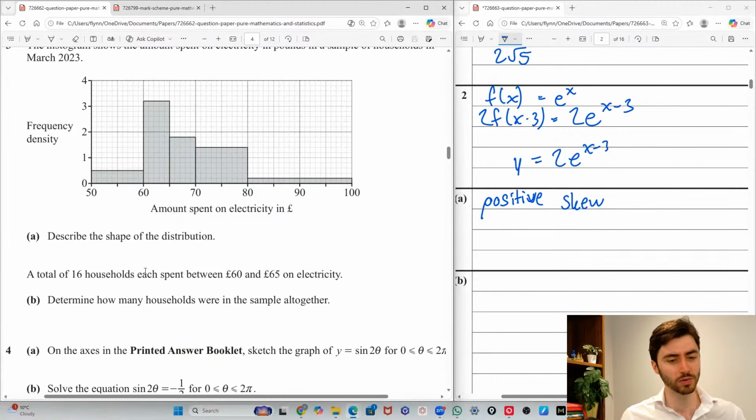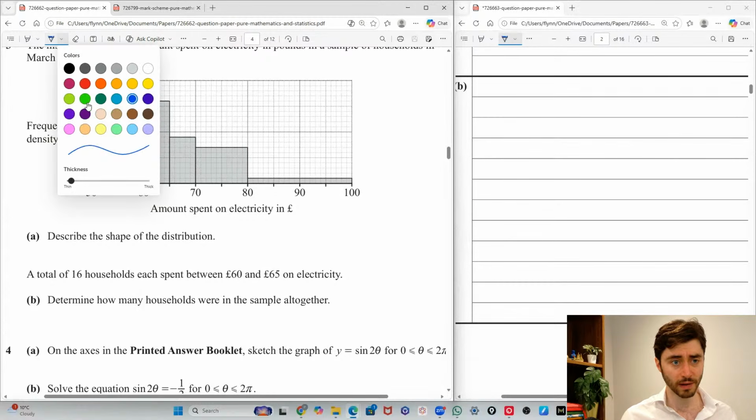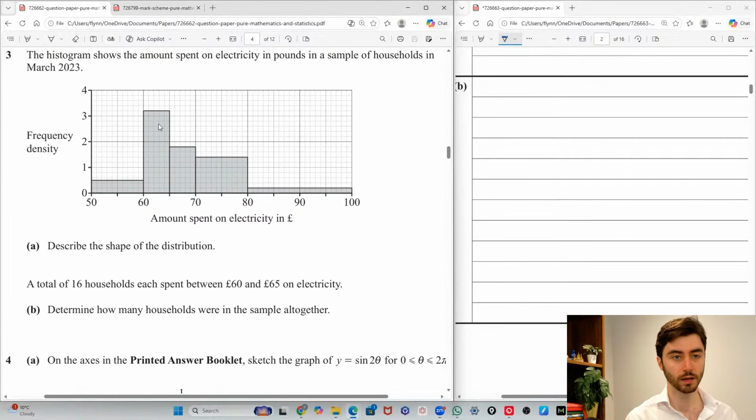Total of 16 households, each spent between 60 and 65. And that's 3.2 times 5. So that makes sense. Determine how many households were in the sample altogether. Right. Well, all you need to know here is that frequency is represented by area. And frequency is equal to class width times frequency density. So the frequency density here is 3.2 times 5. And 3.2 times 5 gets the 16. So that's where that 16 comes from.